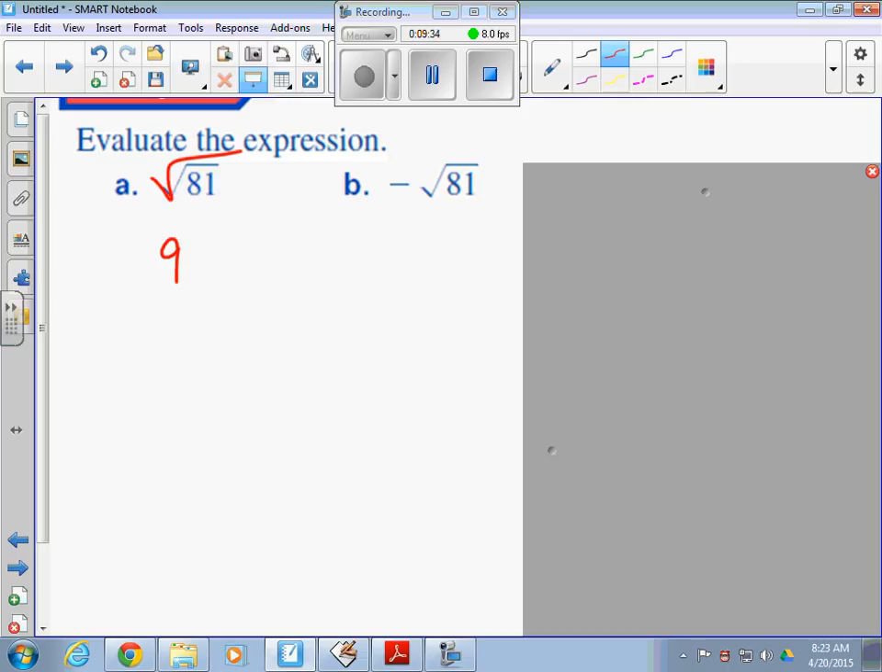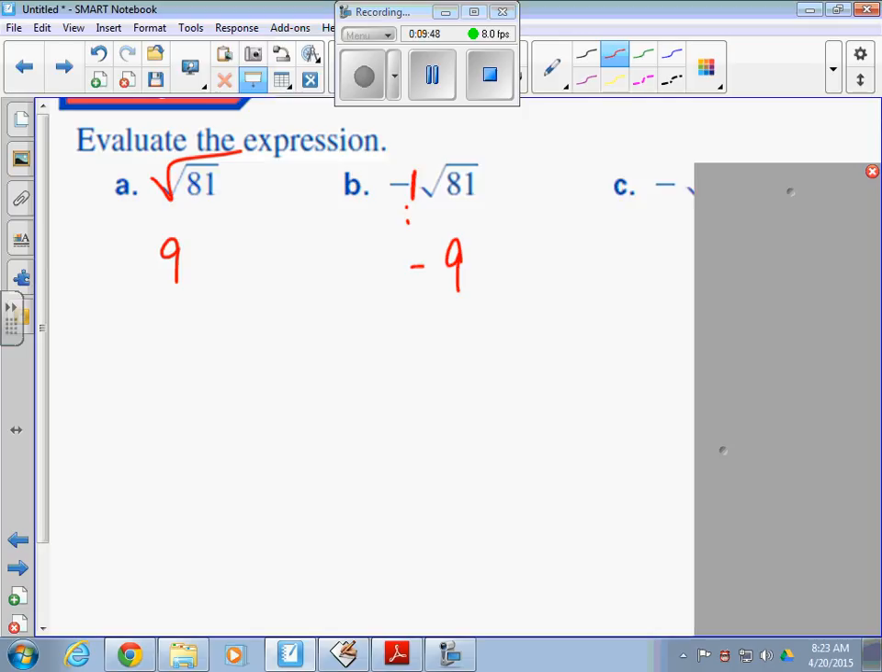Remember, this says negative 1 times the square root of 81. So again, the square root of 81 is 9. Then this comes down in front of it. So it's not like the one we looked at a second ago where the negative was under the radical.